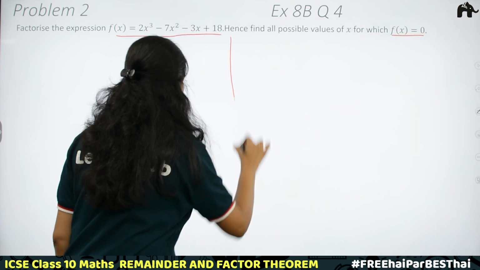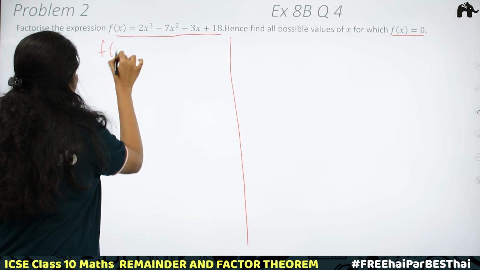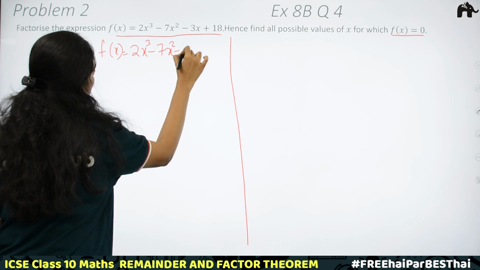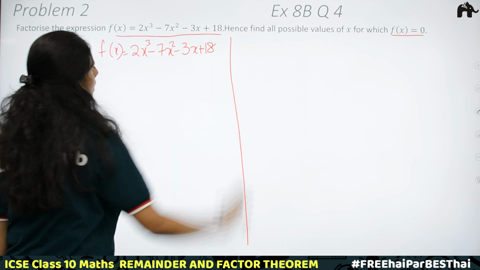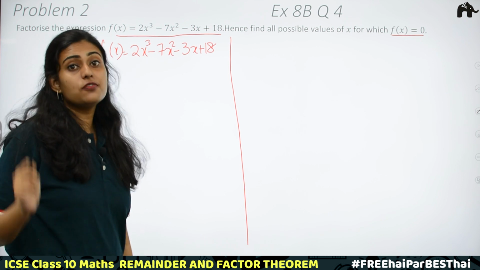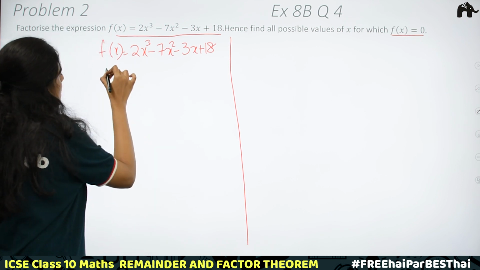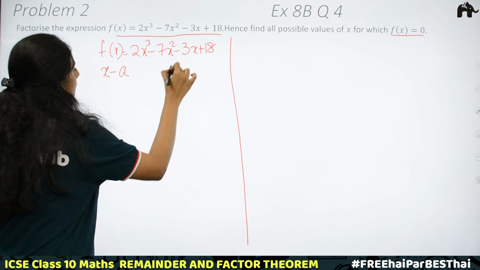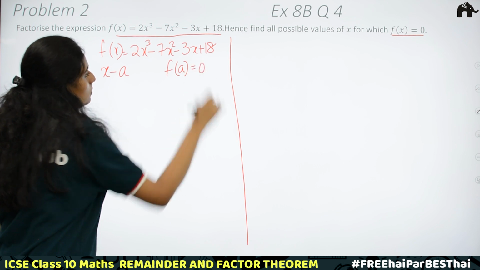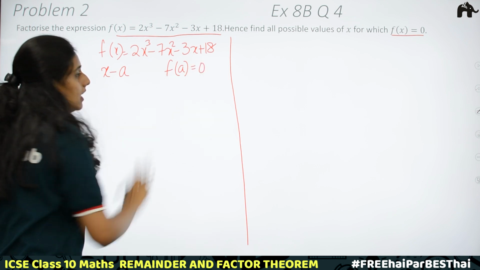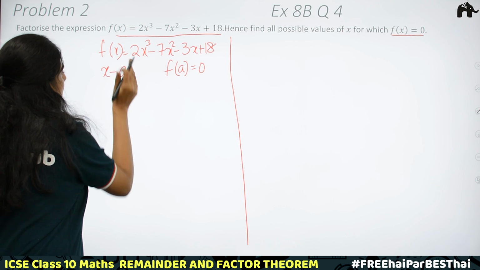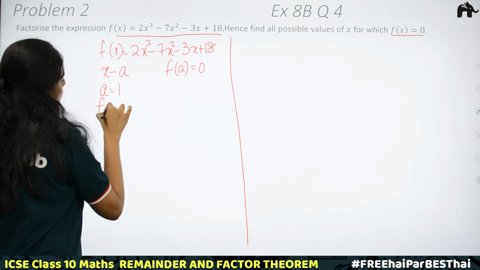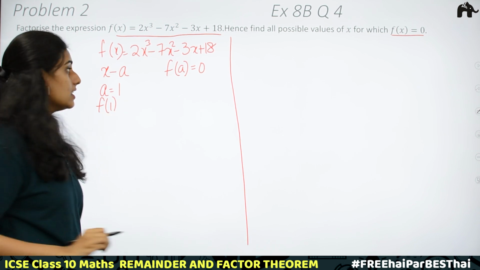Here, the expression is f of x is equal to 2x cube minus 7x square minus 3x plus 18. No factors are given. We need to find factors. For that, first we'll substitute. That is, x minus a is a factor only if f of a is equal to 0. Yes, if it is a factor, then the remainder should be equal to 0. Let's take different values for a. When a is equal to 1, what is f of 1? Let's see if f of 1 is 0.